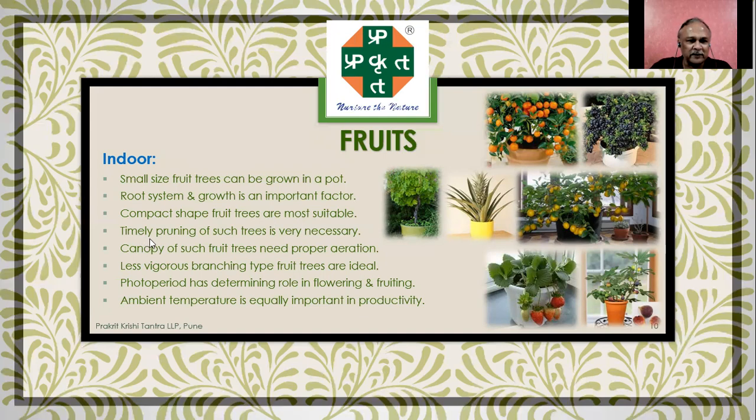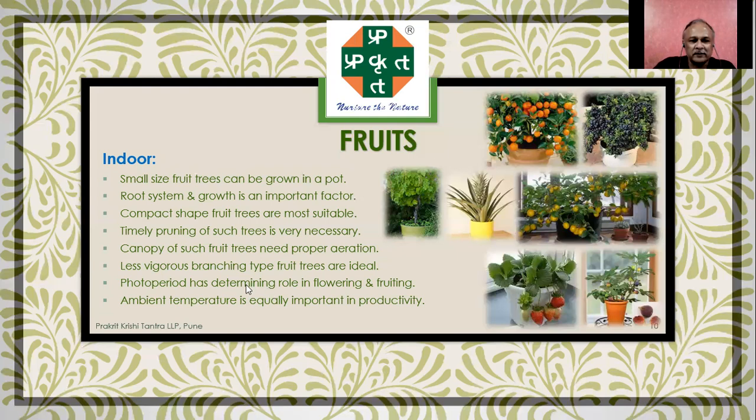Compact shape, as I've already mentioned, then timely pruning. The plant structure should be maintained properly, like for grape or citrus, etc., and berries. Cutting and pruning of unwanted portions or branches and leaves should be done regularly and in time, so that the plant stays in proper shape and size and healthy. Then less vigorous branching; too much branching is not ideal for indoor growth. Then photoperiod, as I have mentioned, for flowering and fruiting.